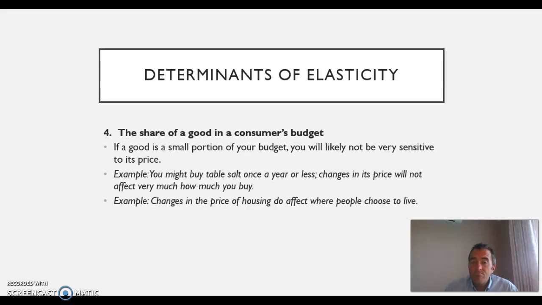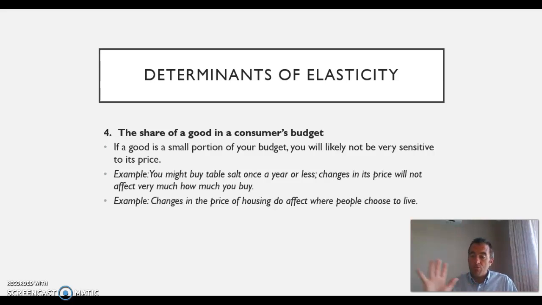One of the last ones is the share of consumers' budget. How small a portion of my budget it is will depend on elasticity. The price of gum here was a good example. I used to chew those packs of gum that were 25 cents. One time they went from 25 to 35 cents. That was a 40% increase in the price of gum. Did I buy it? Yeah. Small portion of my budget, so I continue to buy it.